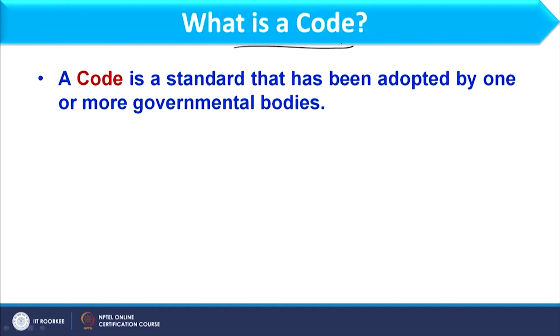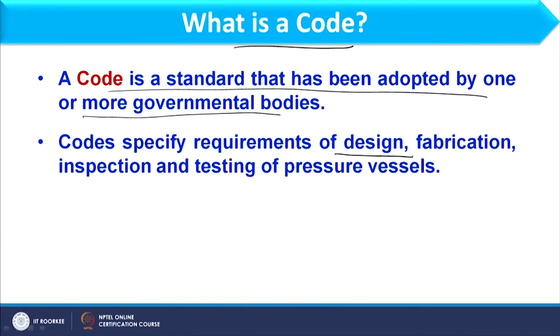So, what is a code? Code is a standard that has been adopted by one or more governmental bodies. To give a code for design purpose, we have governmental bodies, and those governmental bodies provide the guidelines to design a particular component, particular equipment. So, a code basically consists of design, fabrication, inspection and testing of pressure vessels. Guidelines for all these aspects are available in the code.